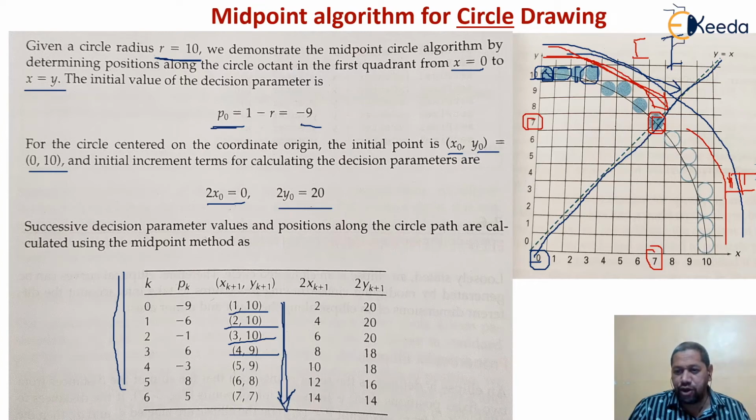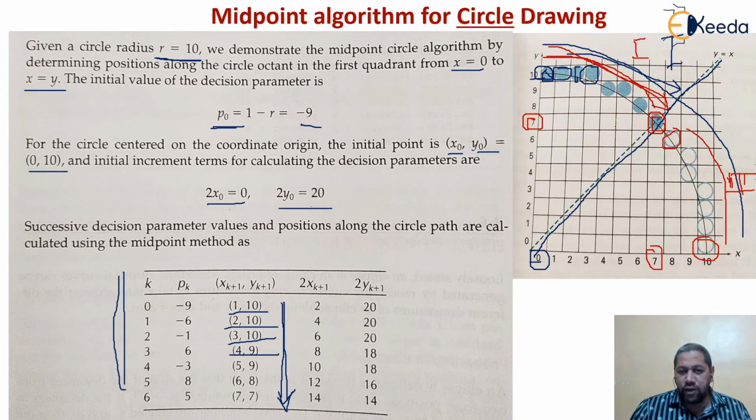This point is reflected here, and I will get this point. This point is reflected here, and I will get this. This point is reflected, and the last point is also reflected, and I will get this particular point. For this point, what is the value? The x value is equal to y, and what is the y value? Y is equal to 0.